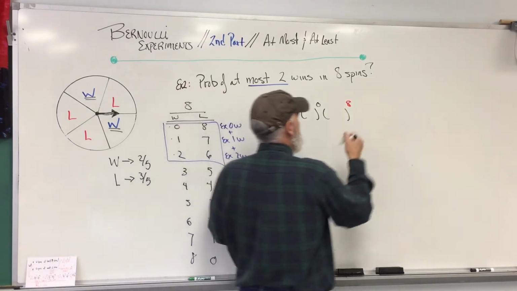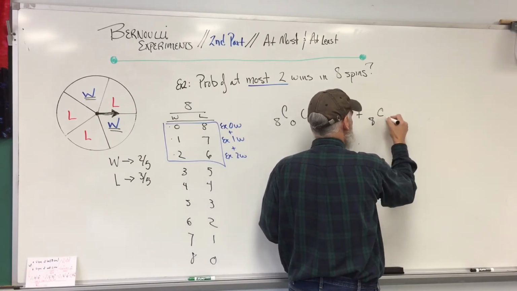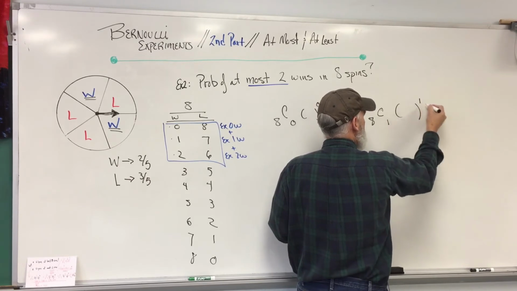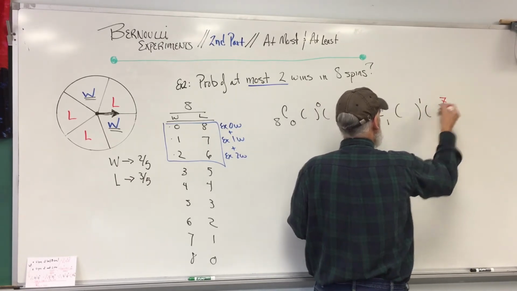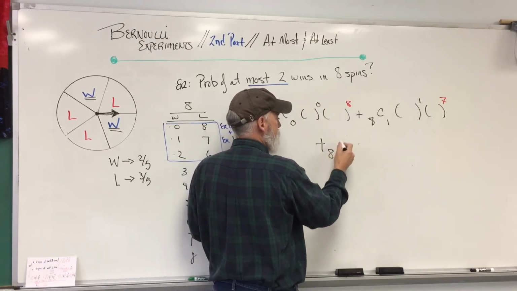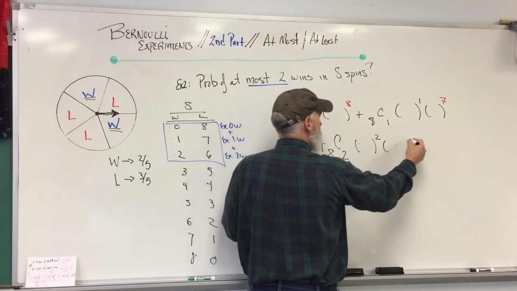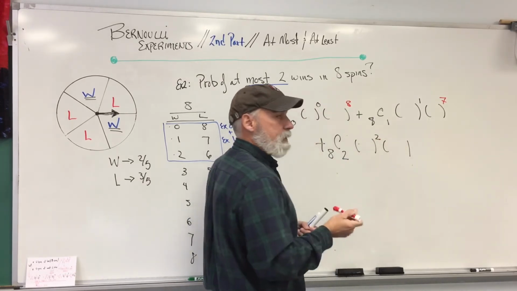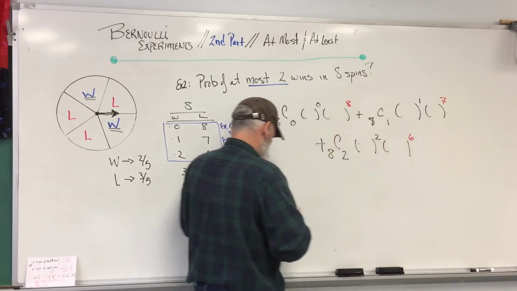I will be going on then to have 8C1. I want 1 win now, which means my losses are 7. One more then, and the last one. Out of 8, I want to win exactly twice. So the 2 goes right there. This number, if you're winning twice, then you're losing 8 minus 2, 6 times.